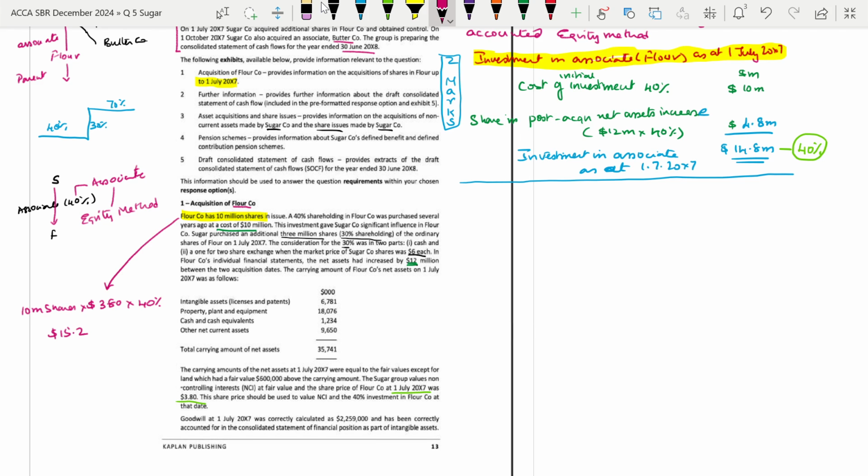Fifteen point two. Okay, 15. This is the fair value. What is the investment as per step one? How much is the investment? 14.8. What is the difference? The difference is how much? 0.4 million.